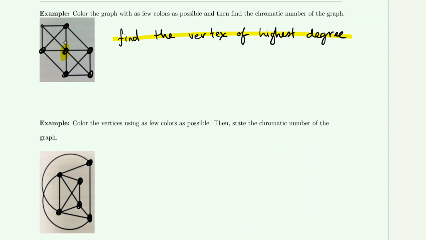This one can't be colored yellow because it shares an edge. This one can't be colored yellow because it shares an edge. So none of the other vertices can be colored yellow because they all share an edge with the yellow vertex. So now we need to pick a new color, let's say green, and find the next vertex of highest degree. This is degree 3, degree 4, degree 4, degree 4, degree 3, degree 4. So whenever they're tied, just pick one of the ones that's tied for highest. Let's say this one, and that should be green.